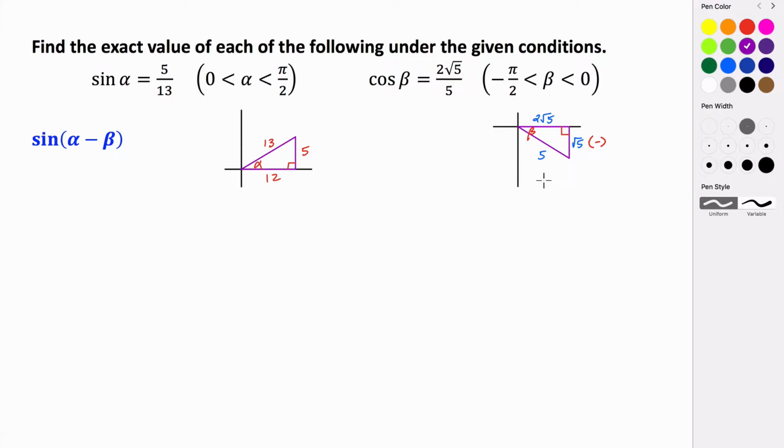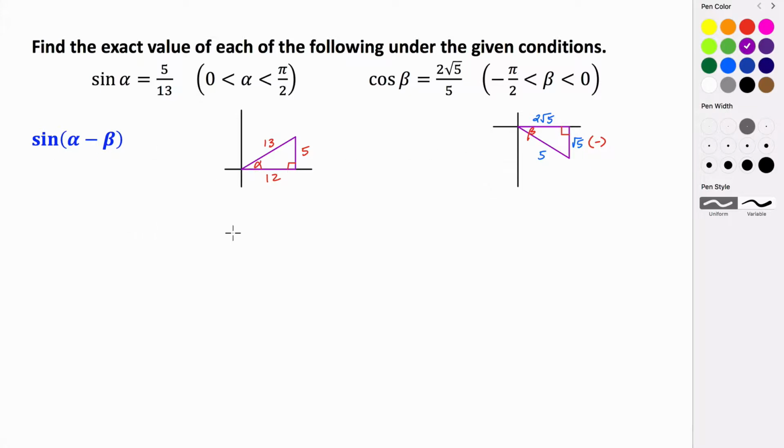So again, we're using the same two triangles and the same values that we did in our first video, but now we're going to try and find the sine of alpha minus beta. If you want to know how we got these triangles from this information here, go back and watch the first video and it will refresh your memory on how we got all of the values and the locations for our triangles. So we're going to use these triangles to help us find the sine of alpha minus beta.